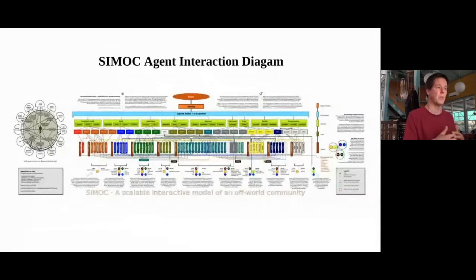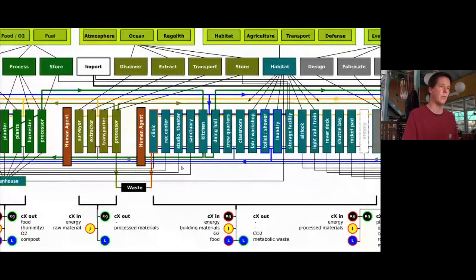These are the categories of agents: inhabitants, ECLSS, agriculture, ISRU, and then these are all the agents that we've defined. And this gives you a little bit better feeling as you zoom in. Now, not all of these are active right now. This is our ultimate goal, to have all these active. You can see that we've defined such things as a clinic and a rec center and a studio and theater, a sanctuary, a kitchen, surveyors, excavators, transporters and processors, a wide variety of things. We're trying to simulate a very, very complex environment.